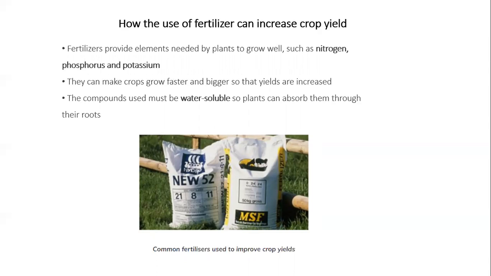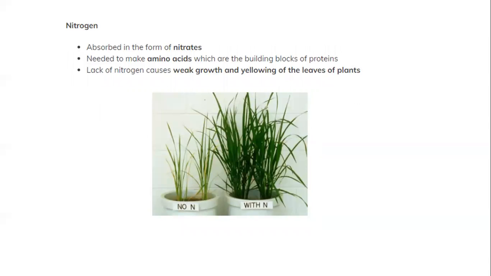soil solution. Now we will see the importance of nitrogen. Normally, nitrogen exists in the atmosphere as N2 gas. These N2 gases are fixed by nitrogen fixing bacteria. As nitrates and nitrites, even as ammonium ions, plants can absorb these. These are needed to make amino acids, which are the building blocks of proteins. When there are nitrogen deficiencies, we can observe weak growth and yellowing of the leaves of the plant.